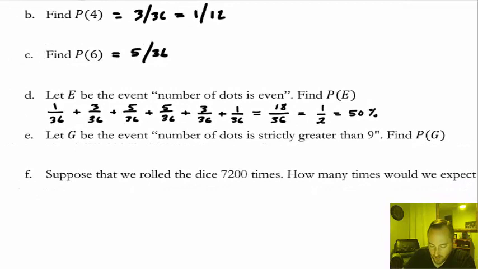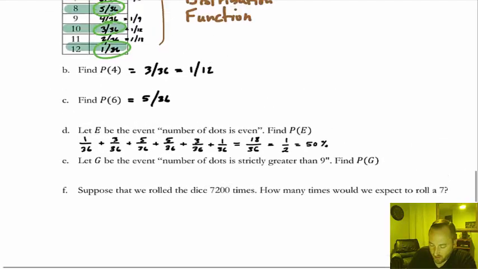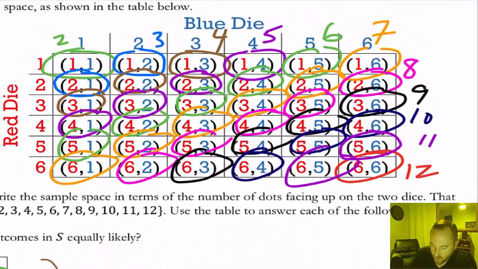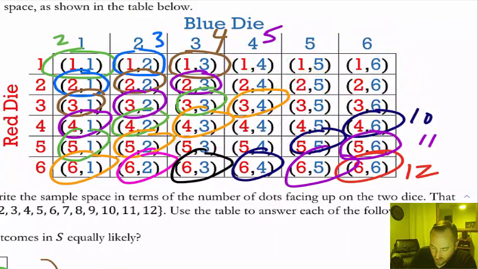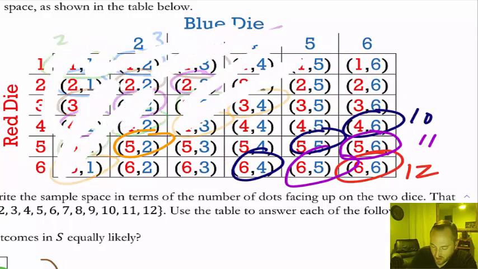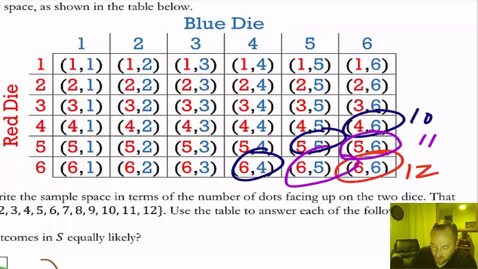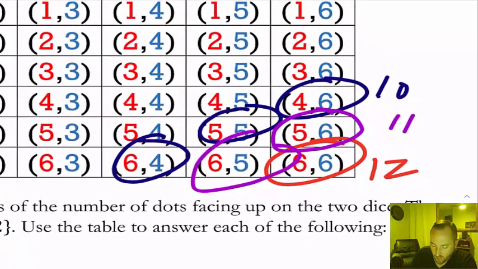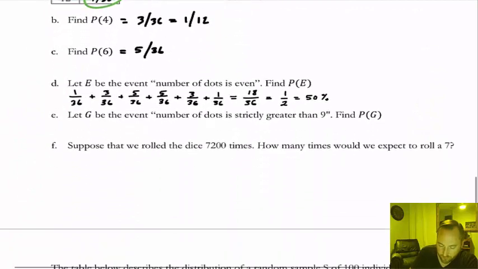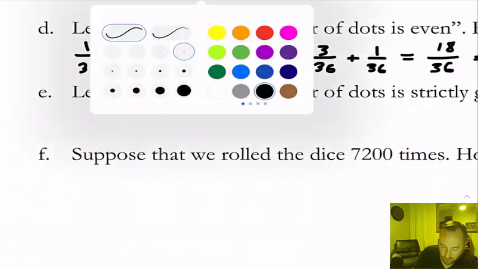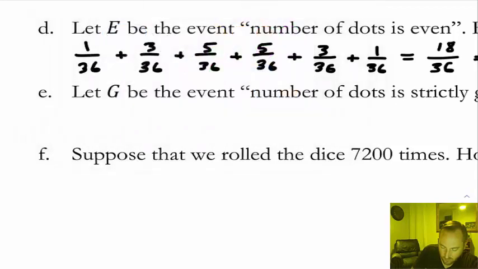For part E there, the number of dots is strictly greater than 9. Let's go ahead and look at that. Let me dissect the table here again. Strictly greater than 9 would be 10 or more. So if I just erase everything here that we don't need, I'm just looking at this case here, the 10 or more, and then you physically want to count those. You've got 1, 2, 3, 4, 5, 6. So that probability of being more than 9 is 6 out of 36, which of course is equal to 1/6.